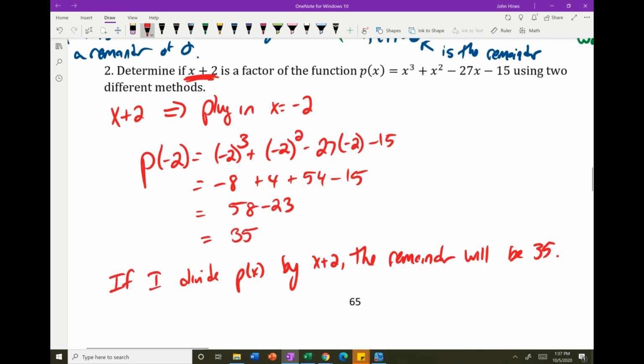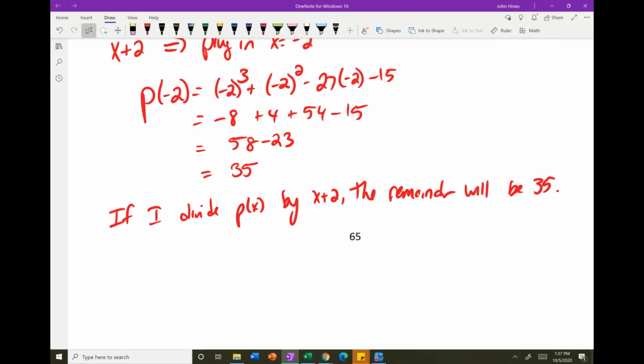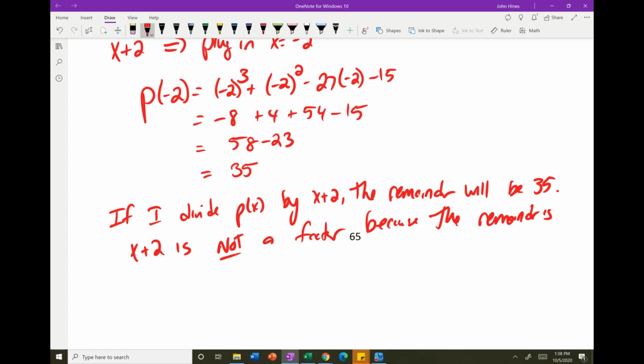Is that what I want? Is x plus 2 a factor then? No. X plus 2 is not a factor because the remainder is not 0. To be a factor, you have to have a remainder of 0. That's the only way for something to be a factor of a polynomial, is for the remainder to be 0.